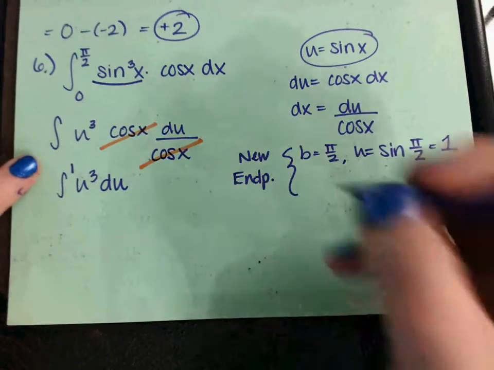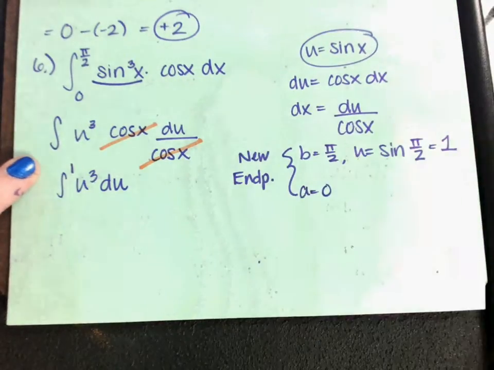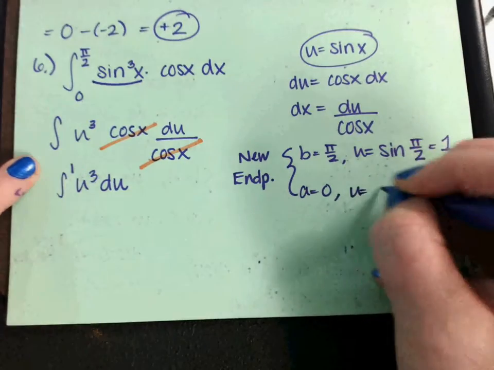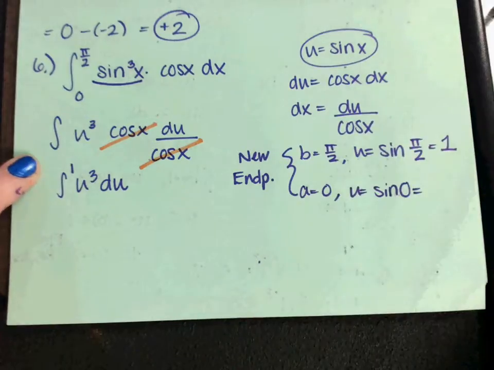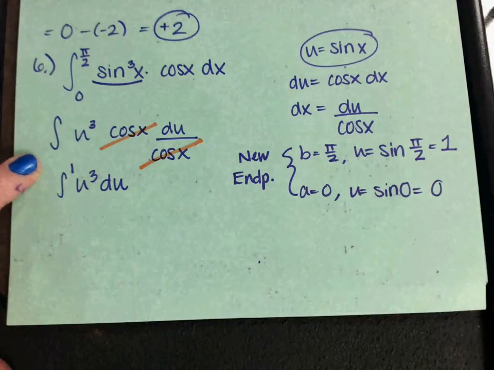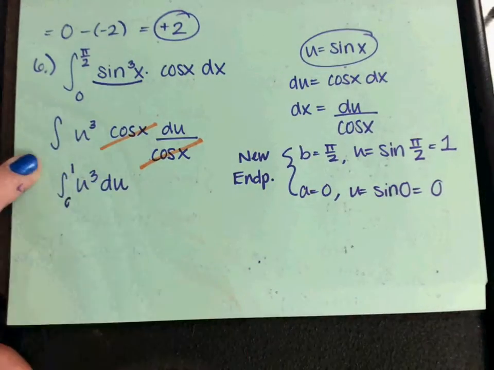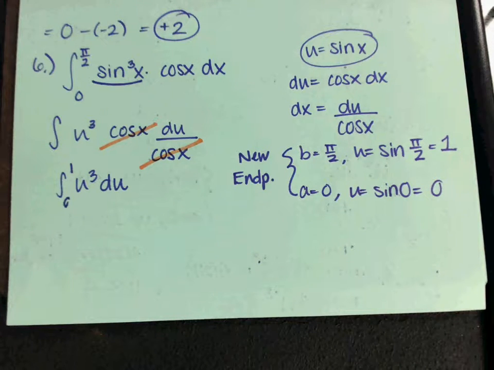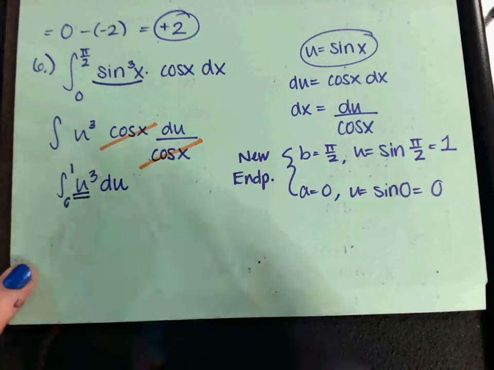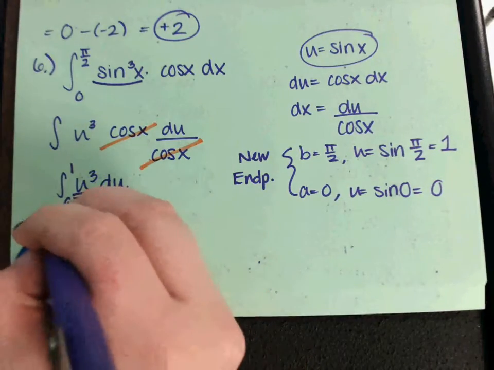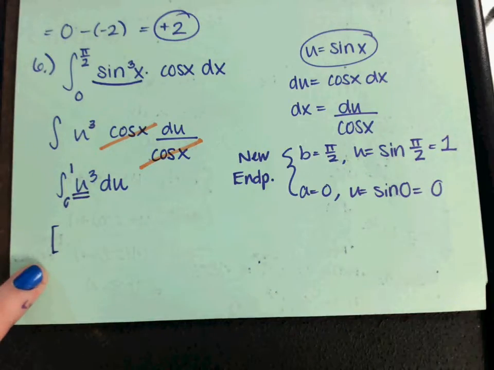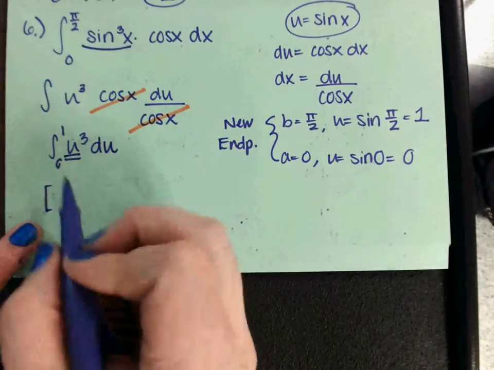Okay, the a in my integral was a 0. So my u is going to be the sine of 0, which is 0. Okay? And then I can switch those endpoints out so I never have to go back to the sine x stuff. Okay, then what's the antiderivative of u to the 3? 1/4 u to the 4th. Very good.